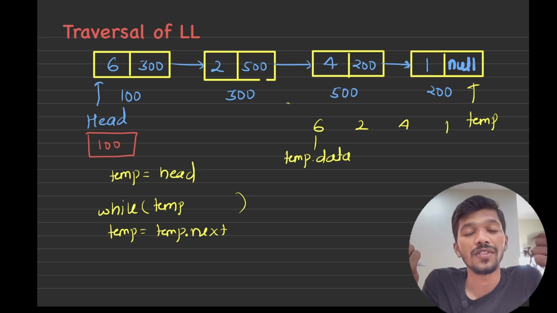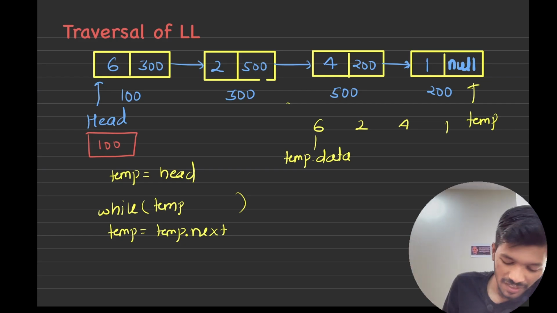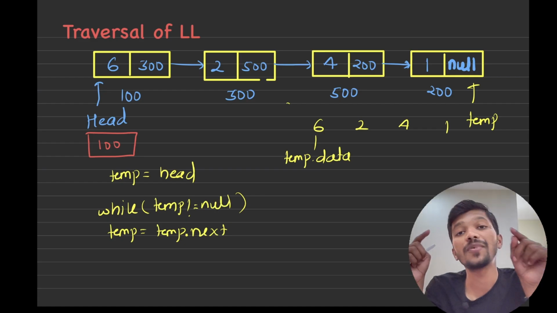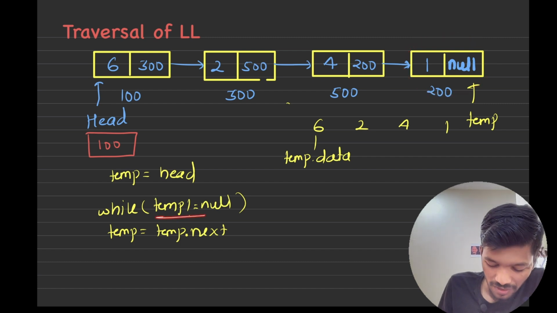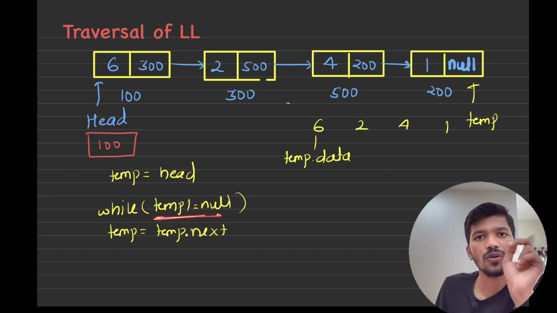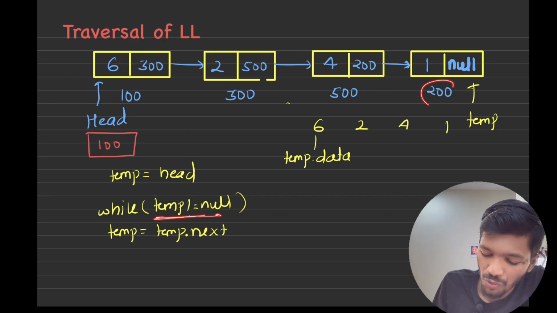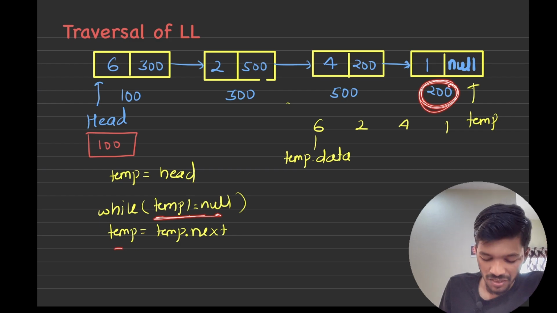So what I need to do is keep on going until my temp is equal to null. Now what will happen? Let's suppose you are present at the last node, and then I came to this point. What will happen? Is temp not equal to null? Yes, temp is not equal to null because temp is pointing to 200. Right? So you are simply moving ahead.